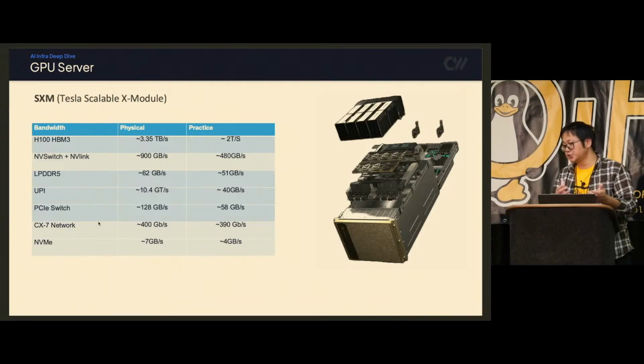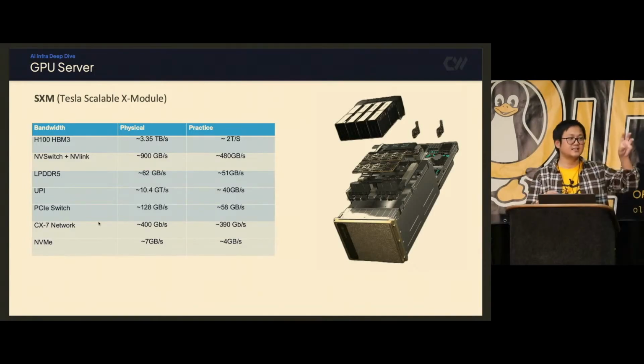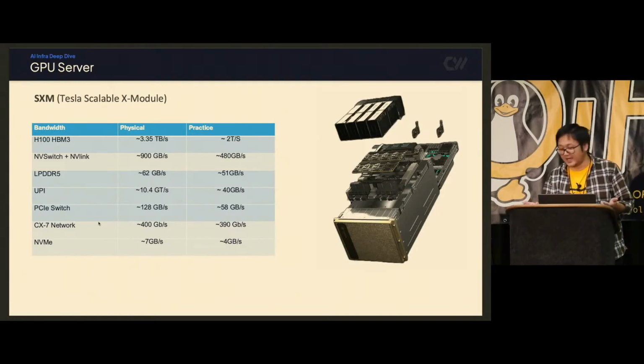If we are using the traditional CPU, we are going to use LPDDR5. This is the memory. And we are using UPI, the CPU-to-CPU bus system. There's also a PCIe bus there, PCIe 5. But if you check the speed, it's only about 58 there. But if you check the GPU, and even for the GPU connection, the NVSwitch, NVLink.